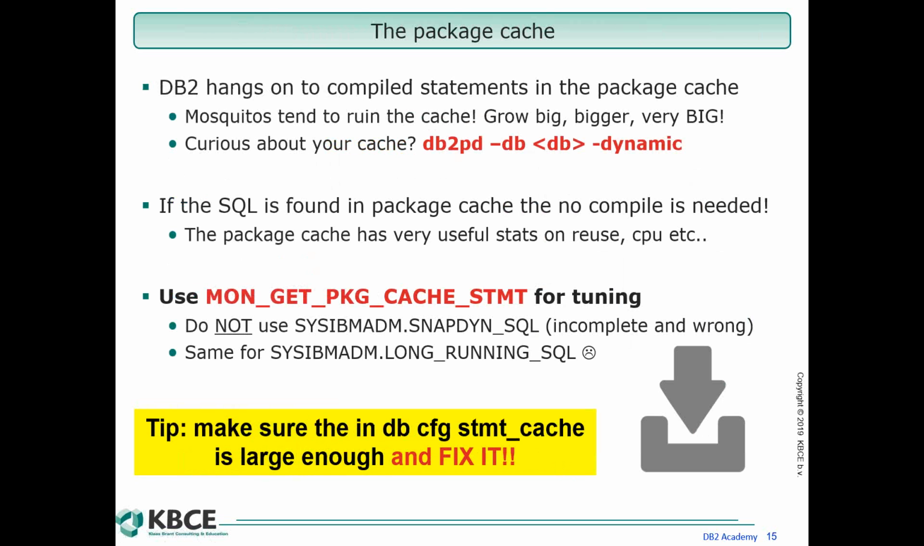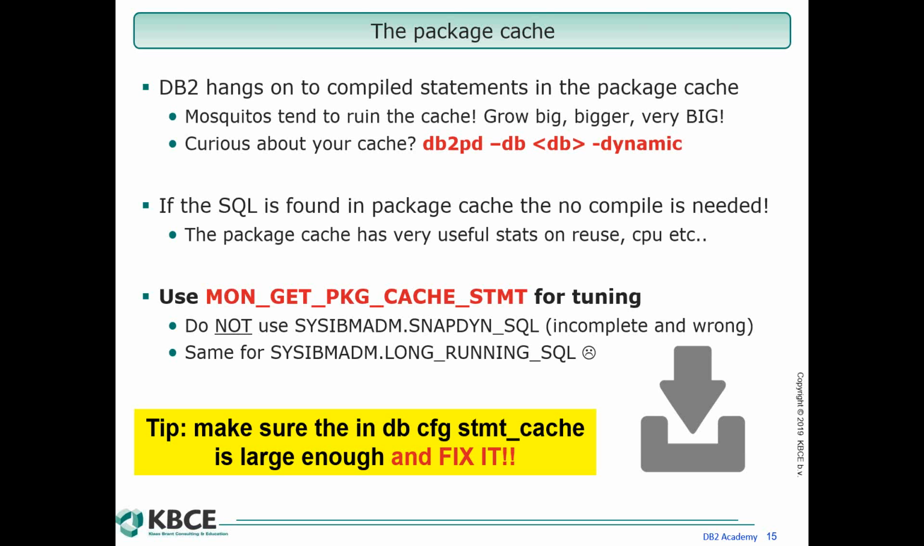Okay. What are we going to do to find out what types of SQL we have and what's going on? SQL, as it comes into the server, is being compiled by the optimizer. And then the compiled result is stored into the package cache, a very, very important memory area inside DB2. So if you're wondering what's inside your package cache, just do that db2pd command over there. So db2pd -db sample -dynamic, and you will see a dump of all your dynamic SQL statements which have been compiled and put away into the package cache.